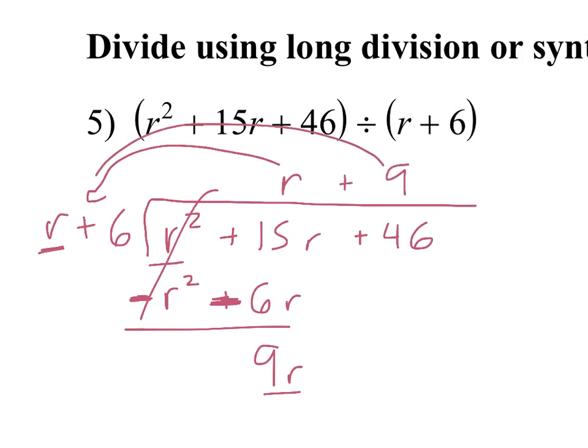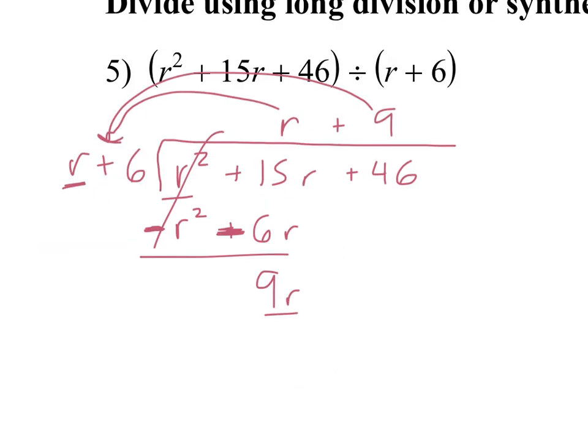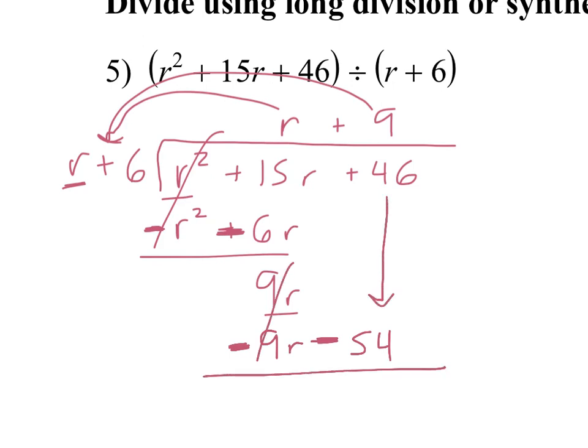And now we multiply. 9 times r gives us 9r, and 9 times 6? 54. So now we need to change the signs so these cancel out, so they both become negative. Our 9r's cancel out, and we combine the 46 and the negative 54. And what are we left with? Negative 8. So our answer is r plus 9 with the remainder of negative 8.